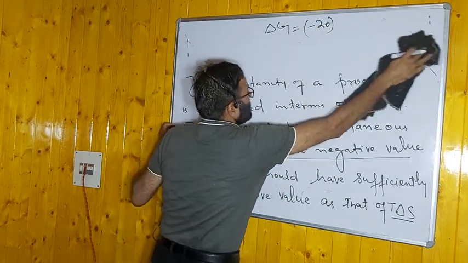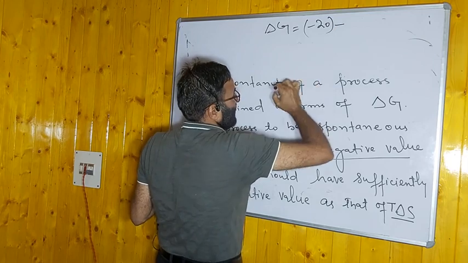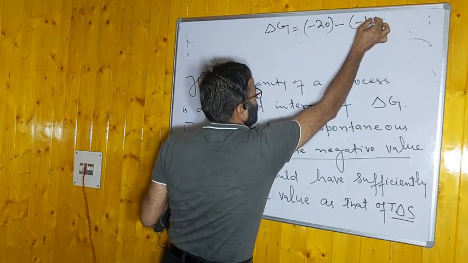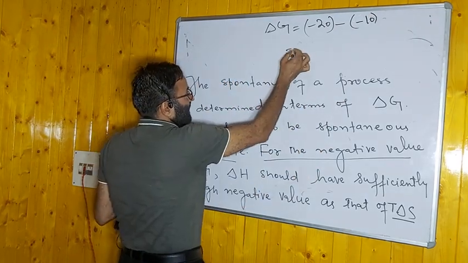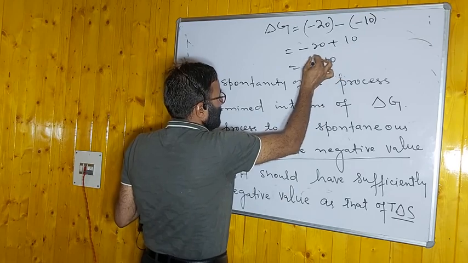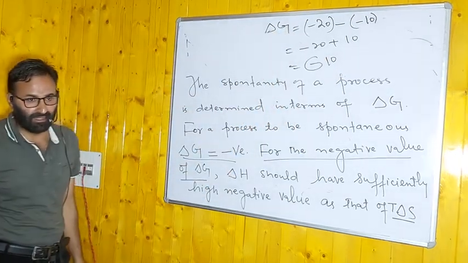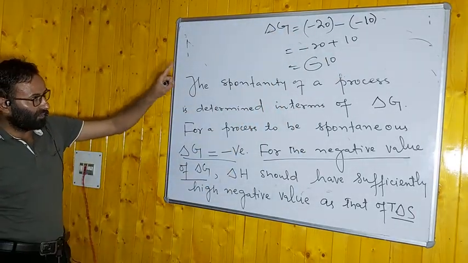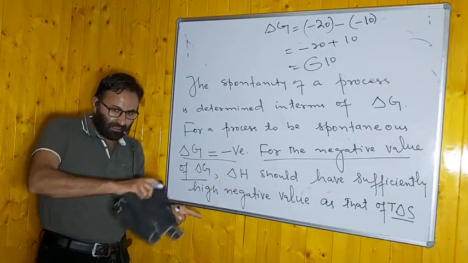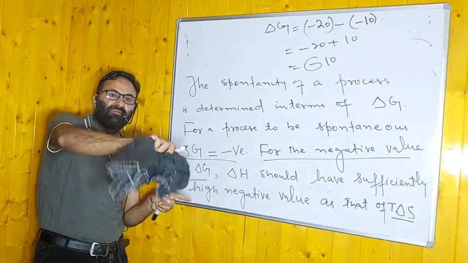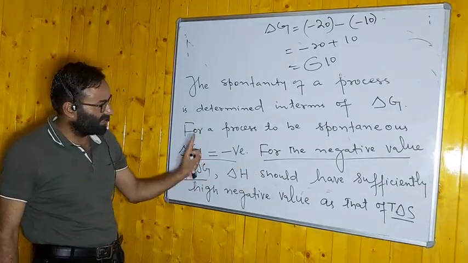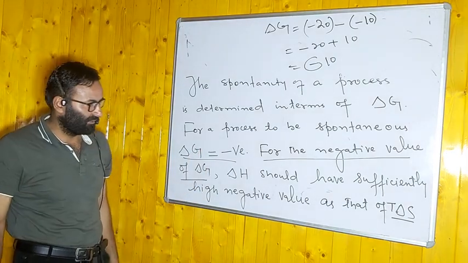Let us say minus 20, then the formula minus T delta S. If T delta S has a lower value, a negative value, this is the way: minus 20, plus 10, the overall sign will be minus, and the process will be spontaneous. It means that for the spontaneity of adsorption, a tremendous amount of energy should get released. That is, delta H should have a sufficiently high negative value, as that of T delta S.